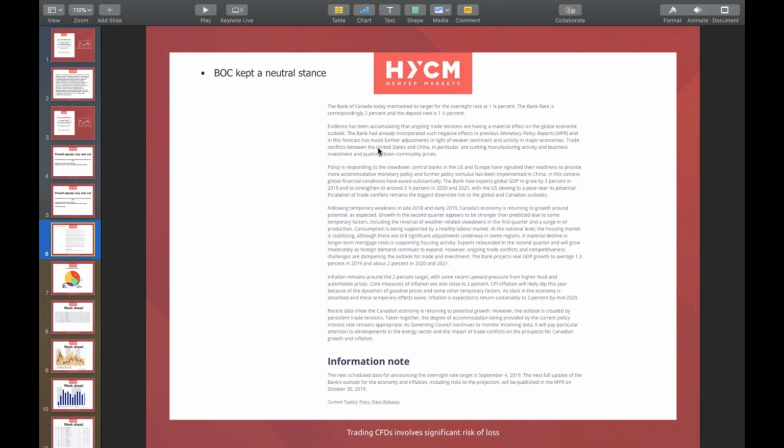So you can see here in the third paragraph, the Bank of Canada writes, "Policy is responding to the slowdown. Central banks in the US and Europe have signaled their readiness to provide more accommodative monetary policy, and further policy stimulus has been implemented in China. In this context, global financial conditions have eased substantially." So you start to get a bit of a picture of what's going on globally.